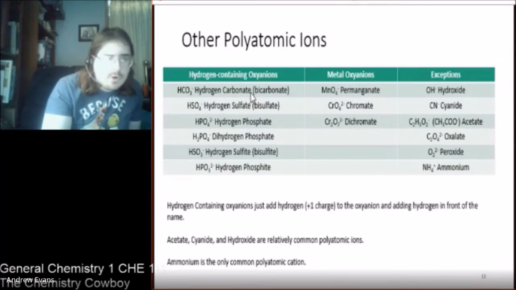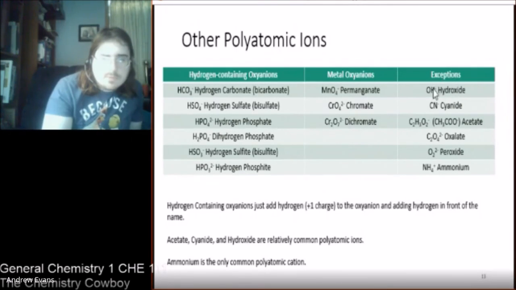But that's hydrogen carbonate. Hydrogen sulfate, probably won't deal with that too much, but SO4 2 minus, we add a +1, it becomes HSO4 1 minus. Hydrogen phosphate, dihydrogen phosphate, hydrogen sulfide. Permanganate, you may hear of this. We'll use this in lab sometime next semester. Chromate and dichromate, probably not going to come up too much, but these are examples of metal oxyanions.